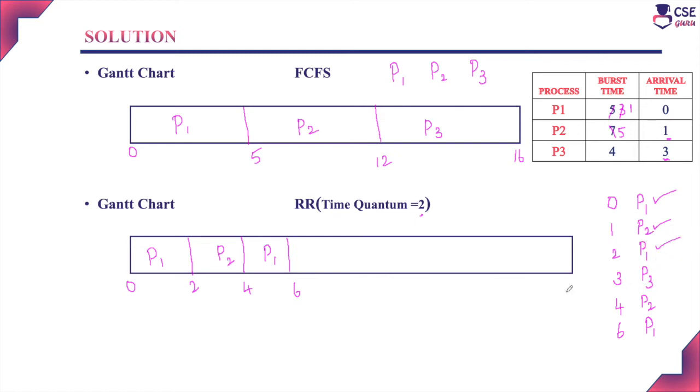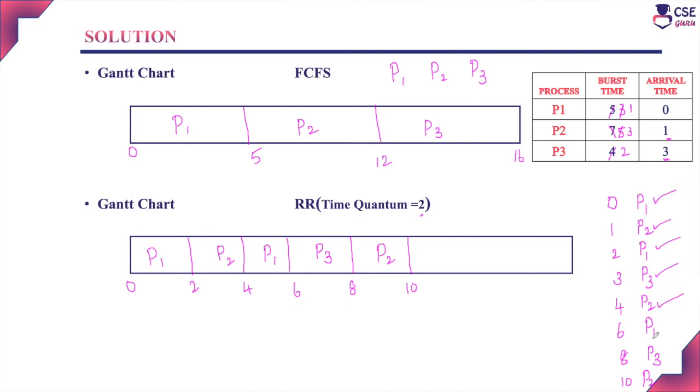Now the next process in the ready queue is process P3, and P3 will execute for 2 milliseconds. That is, totally it is 8. And P3 requires 2 more milliseconds to complete its execution. So at the time of 8 milliseconds, P3 will be added to the ready queue. And the next process is P2, and P2 will execute for 2 milliseconds. Still, it requires 3 more milliseconds to complete its execution. So at the time of 10 milliseconds, P2 will be added to the tail of the ready queue.